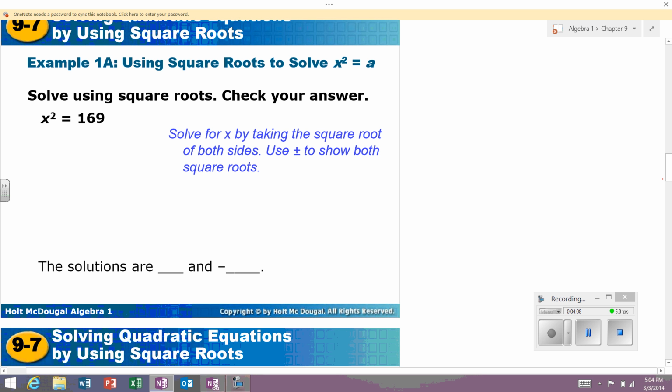So let's look at this example. If I have x squared equals 169, the only way to get x by itself is to take the square root of x squared. But if I do it to one side, I have to do it to the other. The square root of 169 is 13. But again, we said we have to do the plus and minus. So the solutions are positive 13 and negative 13. Okay?